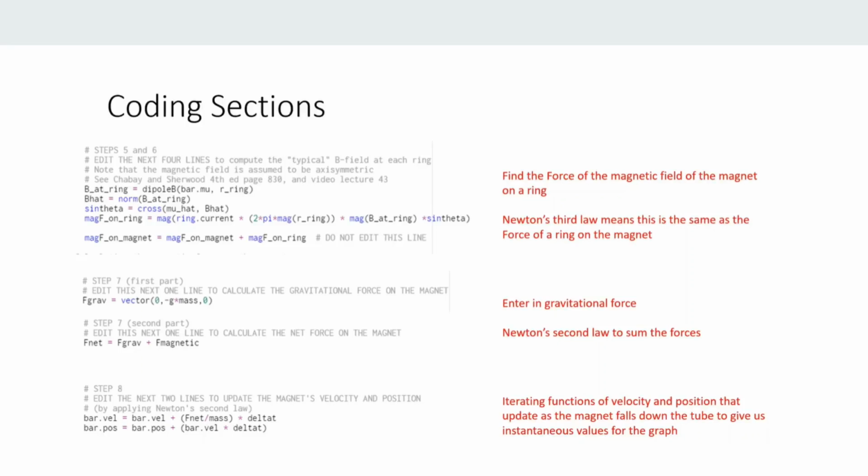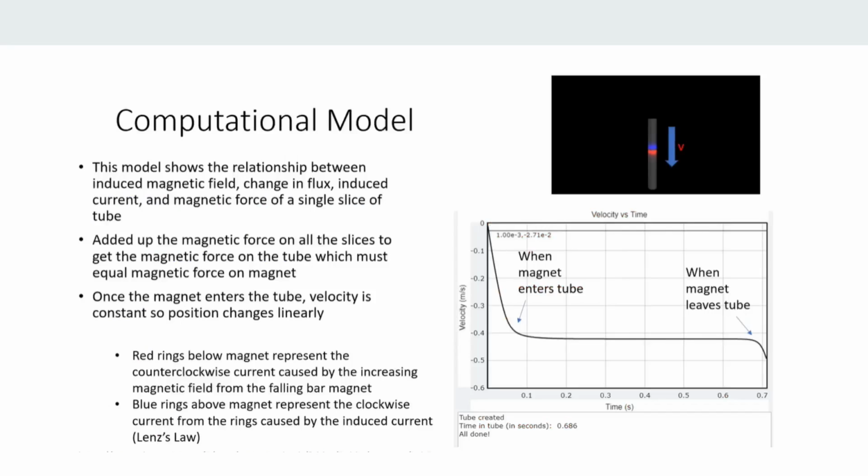We enter in gravitational force, Newton's second law, to sum the forces, iterating functions of velocity and position that update as the magnet falls down the tube to give us instantaneous values for the graph. So our computational model looks like this. The model shows the relationship between the induced magnetic field, flux, and current, and the magnetic force of a single slice of tube. We added up all the magnetic force on the slices to get the magnetic force on the tube, which must equal the magnetic force on the magnet.